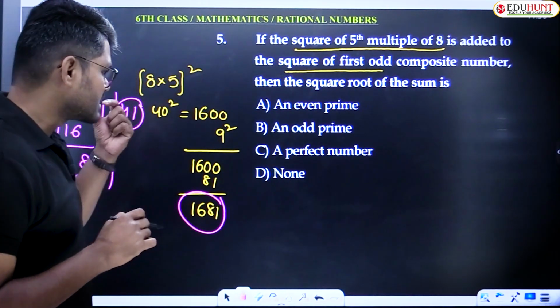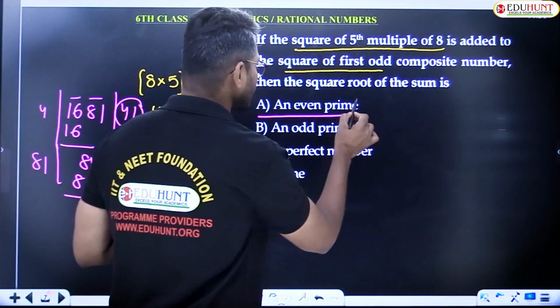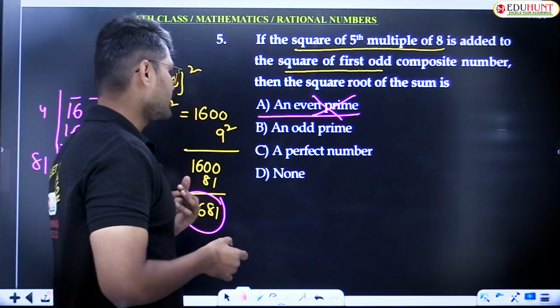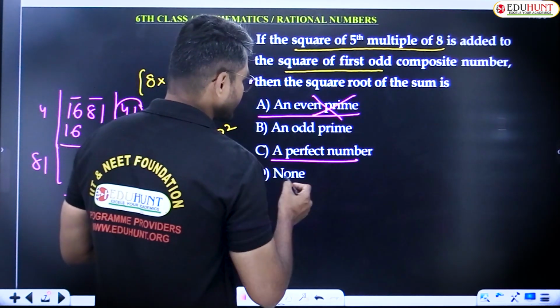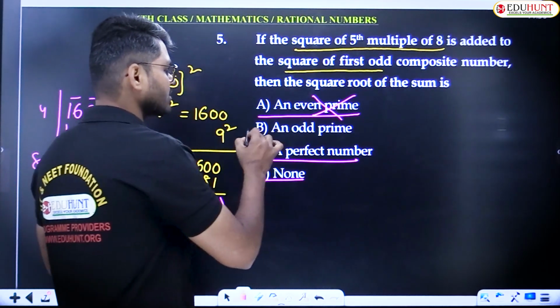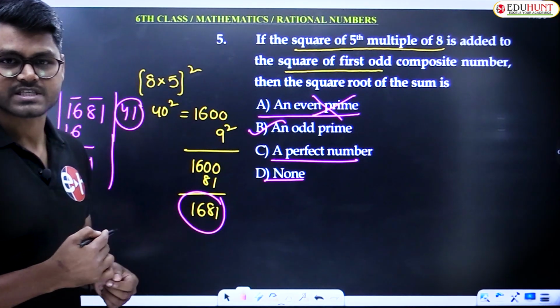So 41 is what number? An even prime number? No. An odd prime number? A perfect number? None. 41 is a prime number. So odd prime number is the answer for this question.